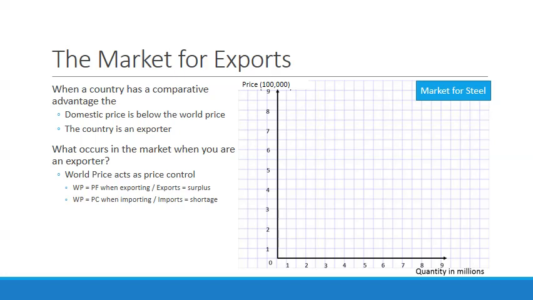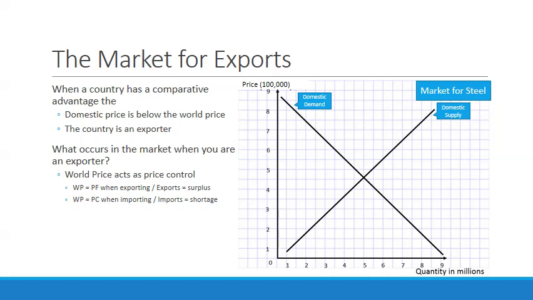And so we can look at this, and we'll use a hypothetical market for steel. Now, we can use steel in this sense because at the turn of the 20th century, the United States was one of the single largest steel producers on the planet. So at one point, we were a major steel exporter. So here's our domestic demand, and here's our domestic supply. Notice that our prices are by 100,000. Our quantity is in millions, so we're going to have some large numbers to work with.